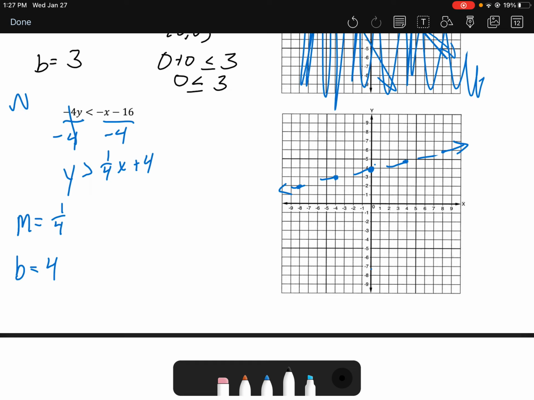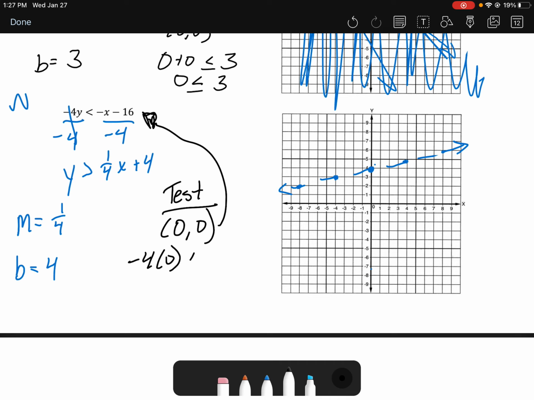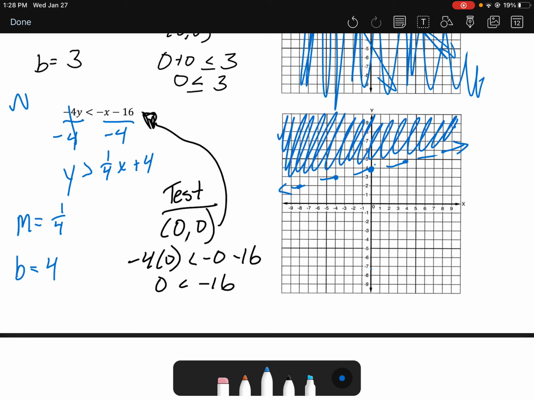I do need to figure out which way to shade, so I'll go ahead and use my test point, which I will again use 0, 0, and substitute it back into the original. So I have negative 4 times 0, which is less than negative 0 minus 16. And that just simplifies down to 0 is less than negative 16. Because this is not true, I will not shade the side that 0, 0 is on. I'll shade up here instead. So any point in that shaded region is a solution to my inequality.